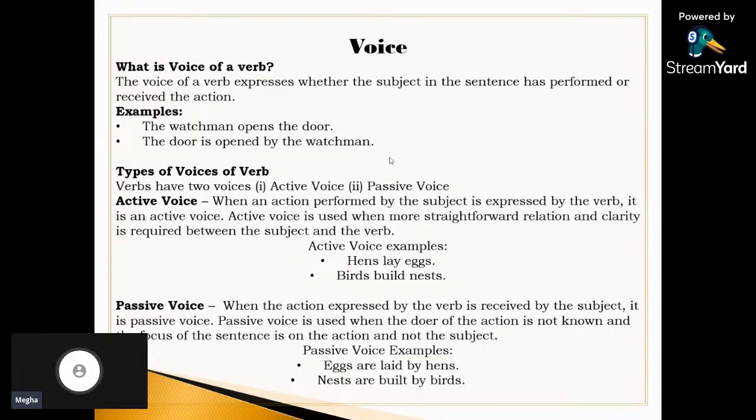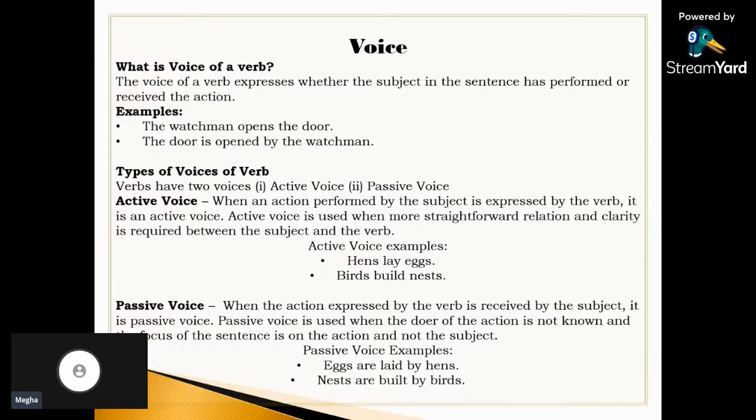So, for example, the watchman opens the door. See, the watchman is the subject here. He has performed some action, that is, he opened the door, correct? So the voice of a verb expresses whether the subject given in the statement has performed or received an action. The watchman here is the subject and he opens the door is the action which he has performed. The second one is the door is opened by the watchman.